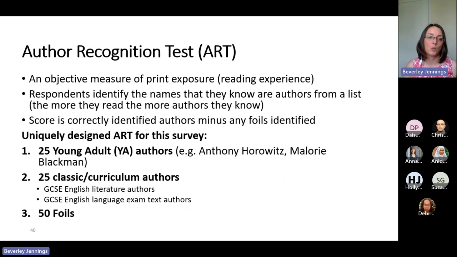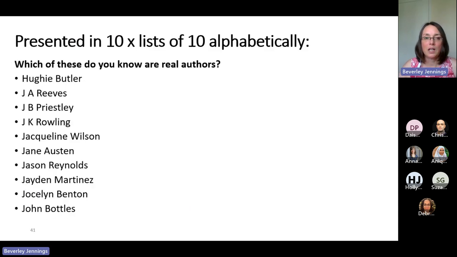I put on 25 young adult authors, so people like Anthony Horowitz and Malorie Blackman, and then had 25 classic or curriculum authors, so the English literature authors that are on the curriculum and any of the authors that had been used in the past for the exam text in the English language exam. So the idea is that it's representing what's covered in the English curriculum, and then I made up 50 matching foils. I'll just give you a little sample if you want to test yourself.